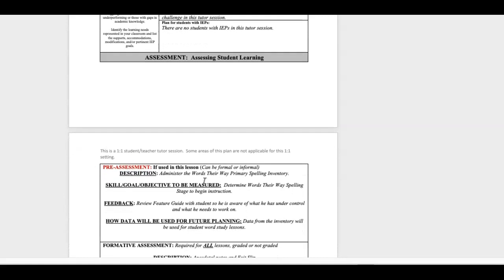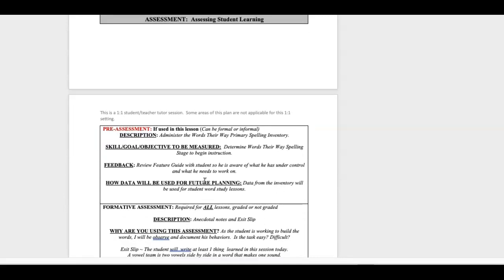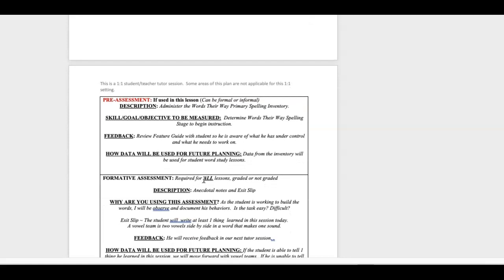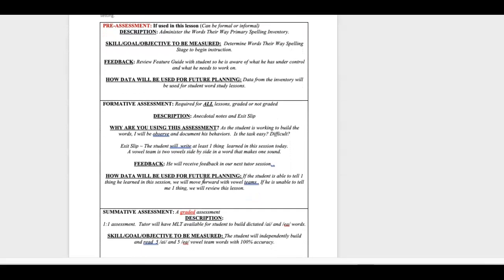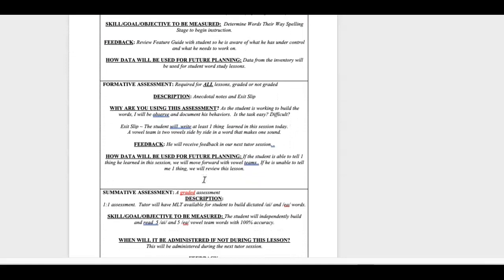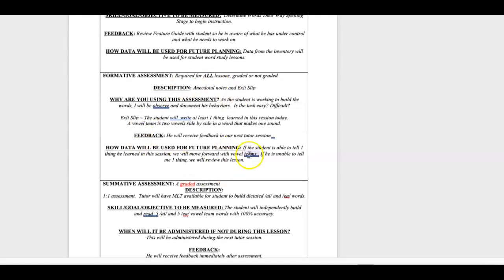The assessments. Those need to link also back to those measurable learning outcomes. My pre-assessment was the primary spelling inventory. The formative assessment that I will be using are anecdotal notes and an exit slip. And as the student is working, I'm going to notice, is this an easy task for him? Is it difficult? What is the tricky part?